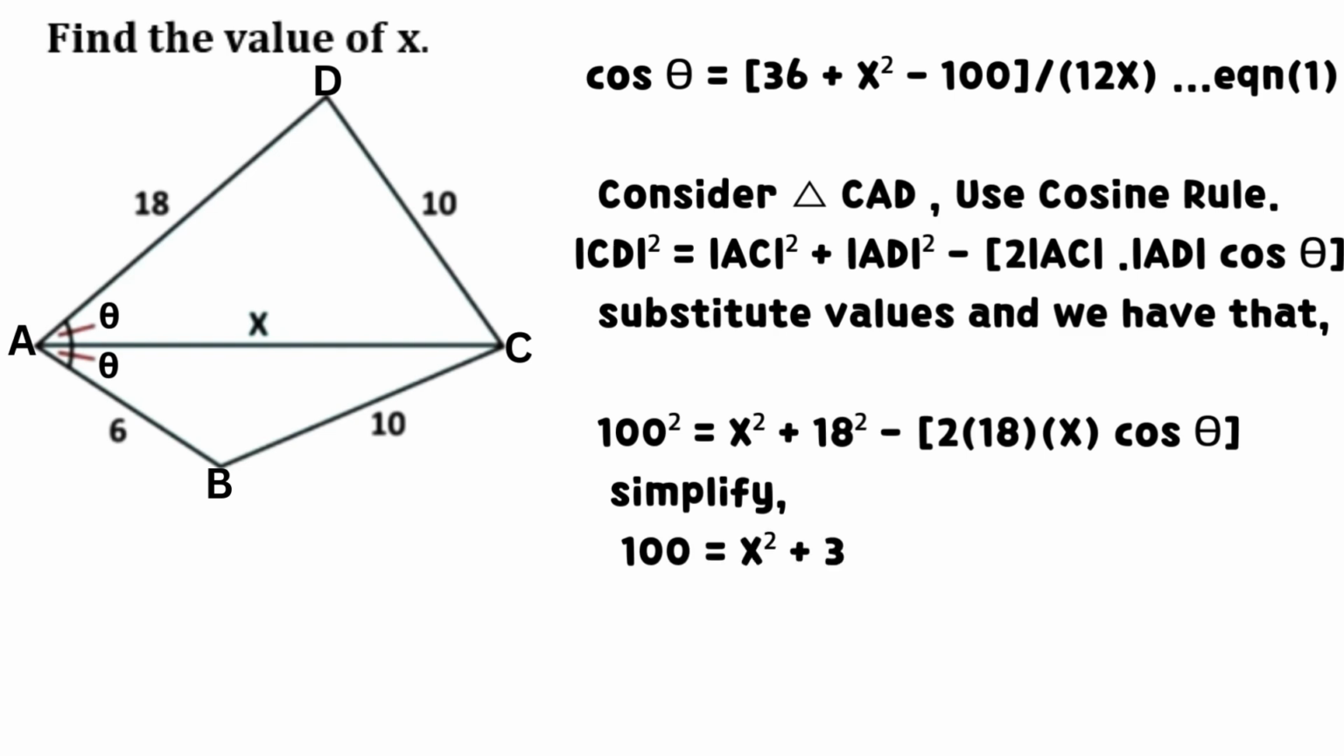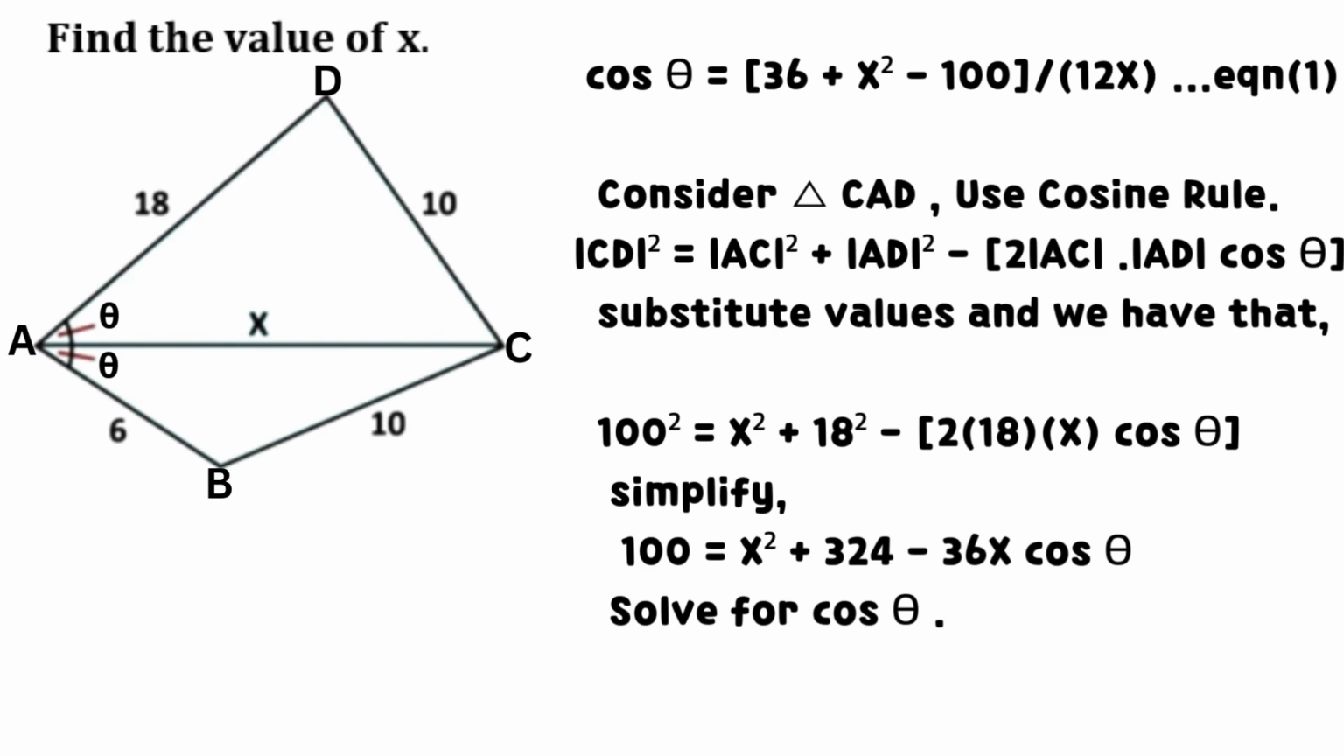Consider triangle CAD. Use the cosine rule. The square of line CD equals the sum of the square of line AC and the square of line AD minus 2 times the product of line AC and line AD times cosine θ. Substitute values and we obtain an equation as shown on the screen.